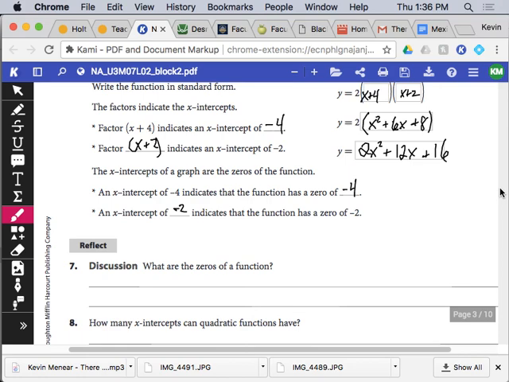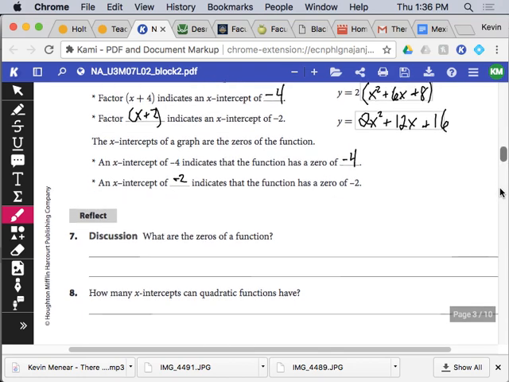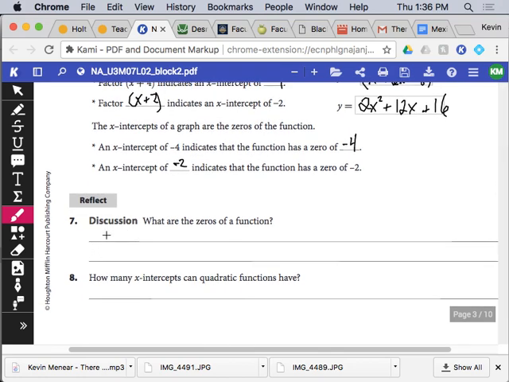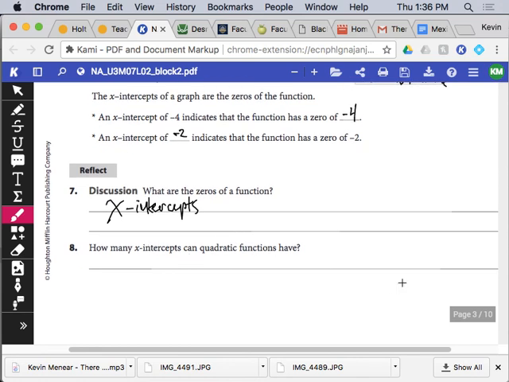Number 7, discussion says, what are the zeros of a function? Well, the zeros of a function are the x-intercepts. How many x-intercepts can quadratic functions have? Yes, ma'am? 2 is the maximum. Are there any other possibilities? Could have 1. Could it have 0? Yes. Let's take a look.